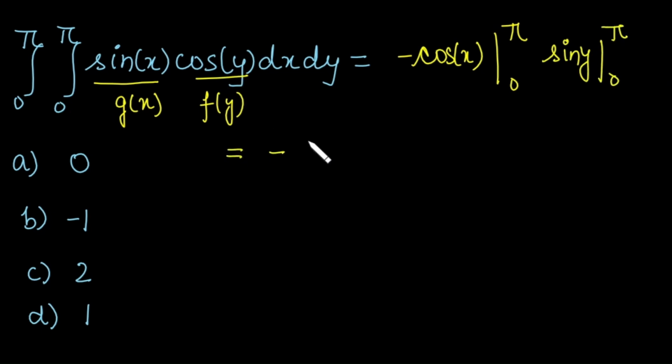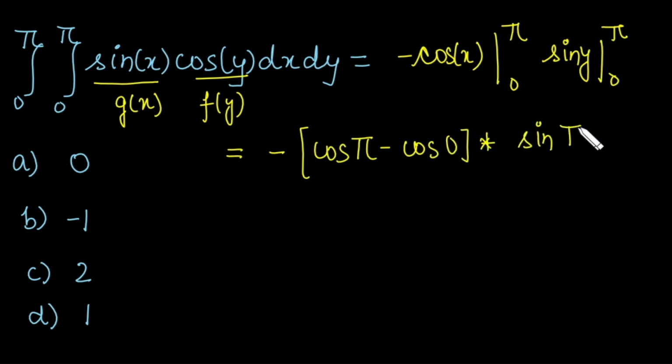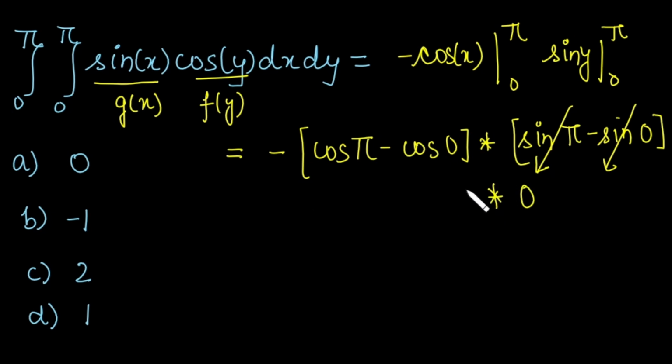This is equal to minus upper limit cos pi minus lower limit cos of 0 into sine pi minus sine 0. Sine 0 is 0. Sine pi again 0. So it means it gets multiplied by 0. 0 into something is 0. Hence option A is correct.